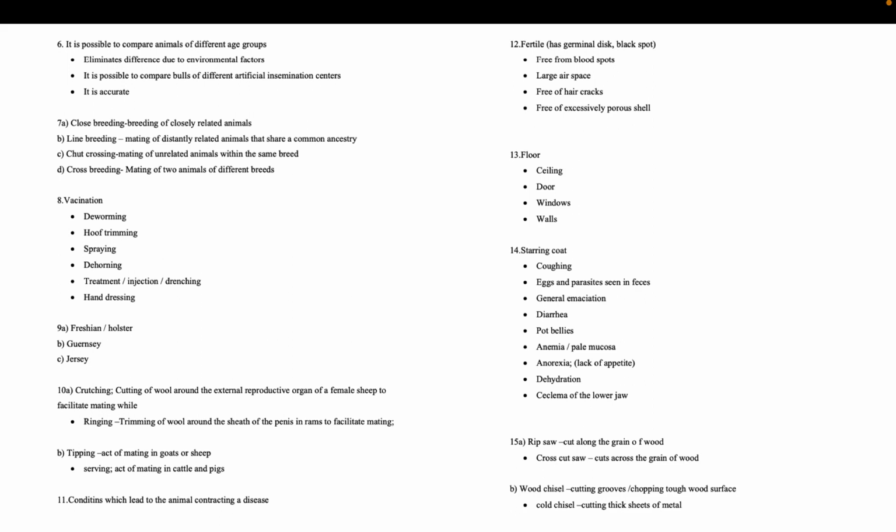General emaciation. Diarrhea. Pot bellies. Anemia, pale mucosa. Anorexia, lack of appetite. Dehydration. Edema of the lower jaw.